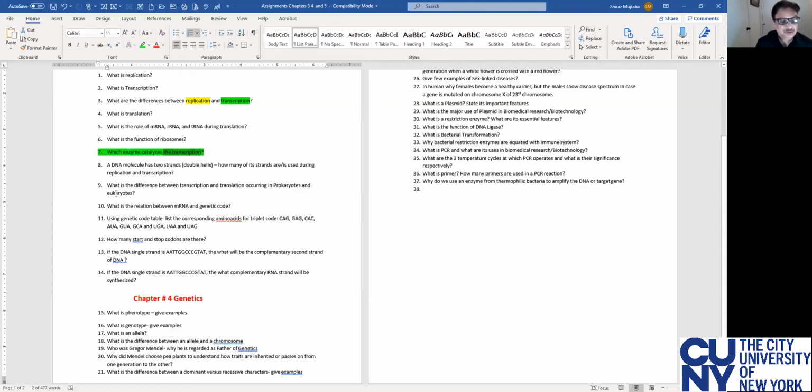So to summarize, transcription depends upon the presence or absence of a nucleus. Translation in both prokaryotes and eukaryotes happens in the cytosol. Why? Because the ribosome is present in the cytosol. Now the question comes, tenth: what is the relationship between mRNA and genetic code?